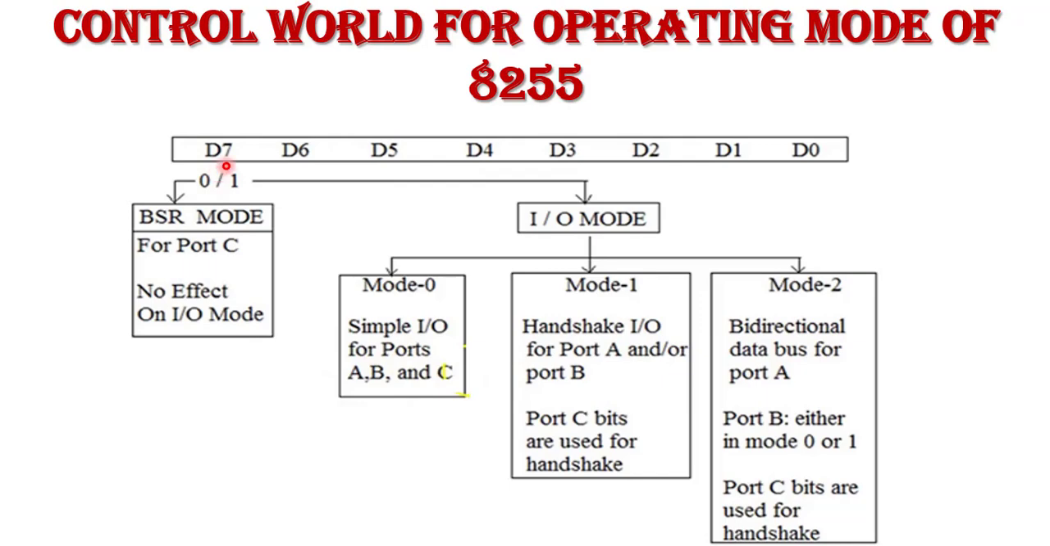The most significant bit of the control word, that is D7, decides in which mode 8255 is working. If this bit is 0, the 8255 works in BSR mode, which means bit set or reset mode. If this bit is 1, 8255 works in input output mode. As I have already told, input output mode is further divided into 3 parts, mode 0, mode 1 and mode 2. Mode 0 is simple input output mode. Mode 1 is strobe input output mode, or input output with handshake mode, and mode 2 is bidirectional data transfer mode. So in this video I will focus on mode 0 of 8255.